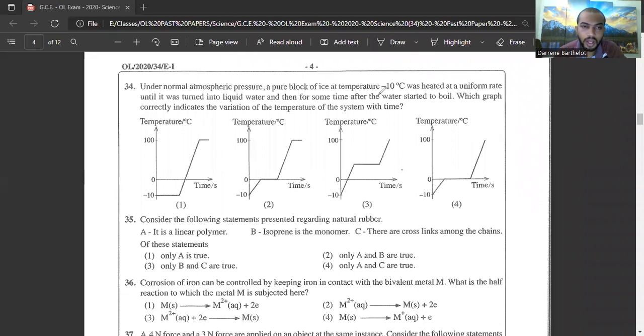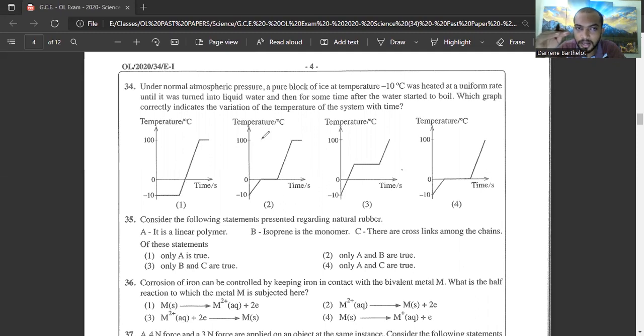Question number 34. Under normal atmospheric pressure, a pure block of ice at a temperature of minus 10 degrees Celsius was heated at a uniform rate until it turned into liquid water. Then for some time after the water started to boil, which graph correctly indicates the variation of the temperature of the system with time? So when you are heating an ice block, the temperature will rise little by little until it becomes zero, right? Zero is the melting point of ice.